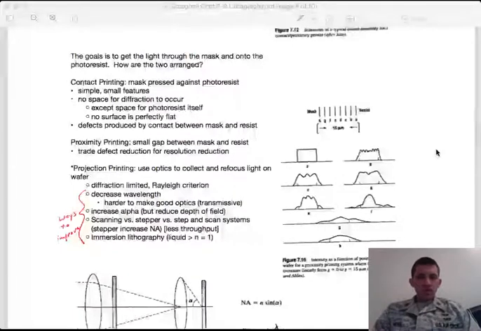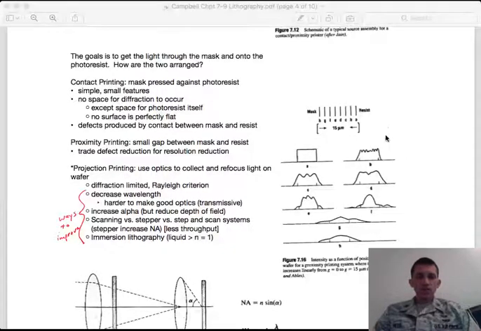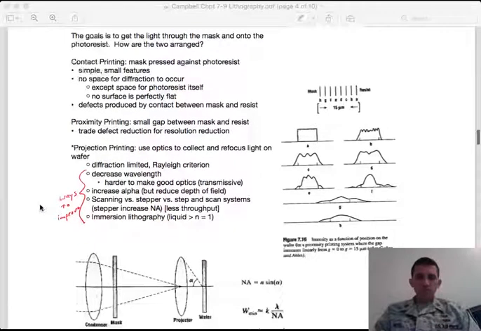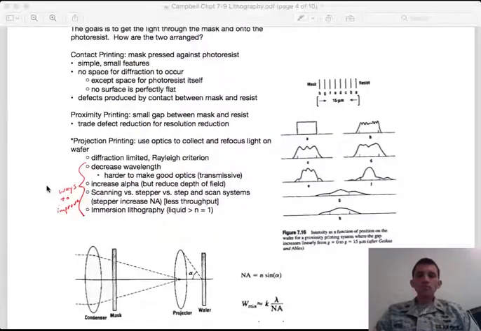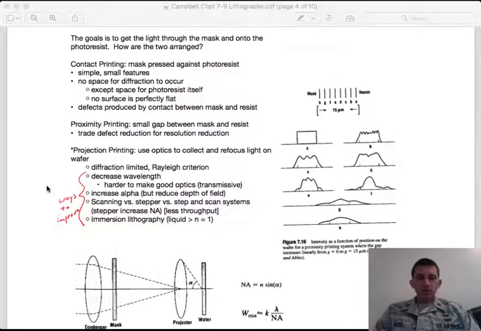Jumping ahead, we talked about different ways of arranging your masks and surface. You can have them in contact with a gap, or projected, or light projected through the mask via optics similar to a microscope. And there are trade-offs for each of those, mainly the presence of defects versus the presence of distortion.